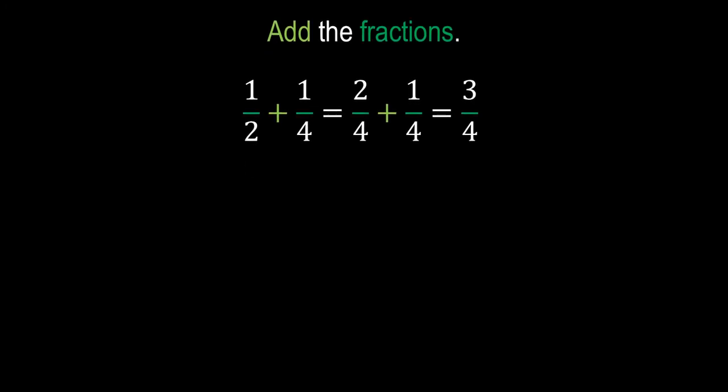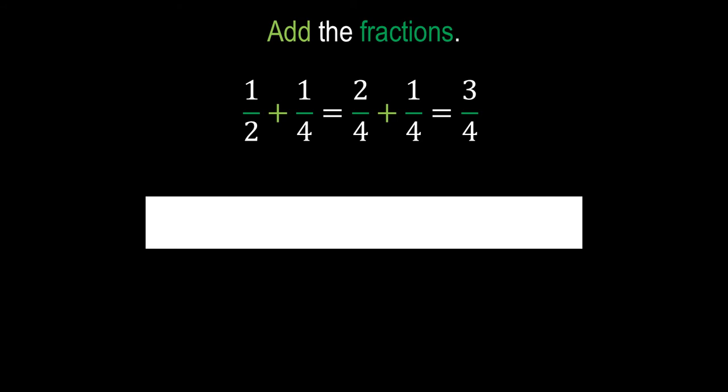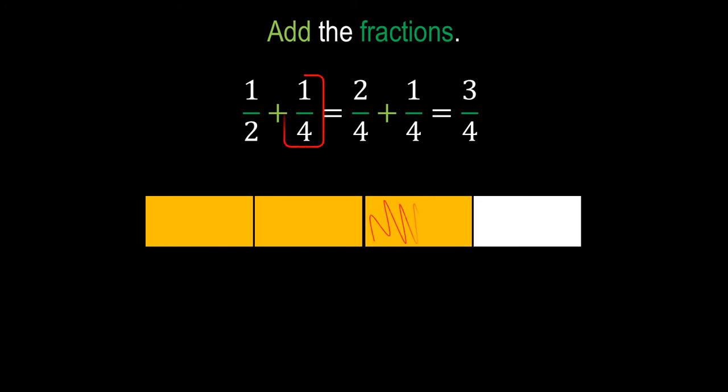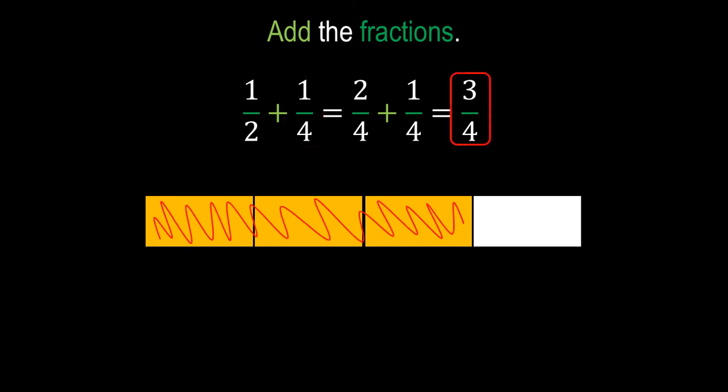To visualize this, we are taking a strip and dividing it into 2 equal pieces and shading one of them. So here we have 1/2. We are taking another strip, dividing it into 4 equal pieces as well, and shading one piece out of 4 pieces. So this region here is 1/4. Adding them together gives us a total of 3/4, which was the right answer.